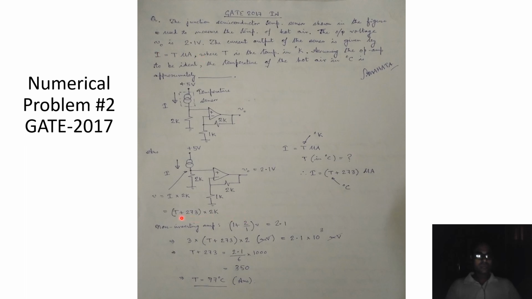Now if we substitute the value of small v from the previous equation and then take this 2.1 volt to be also represented in millivolt form, then we can cancel out the millivolt, and we can do the little math and come up with the value of capital T to be equal to 77 degrees centigrade.